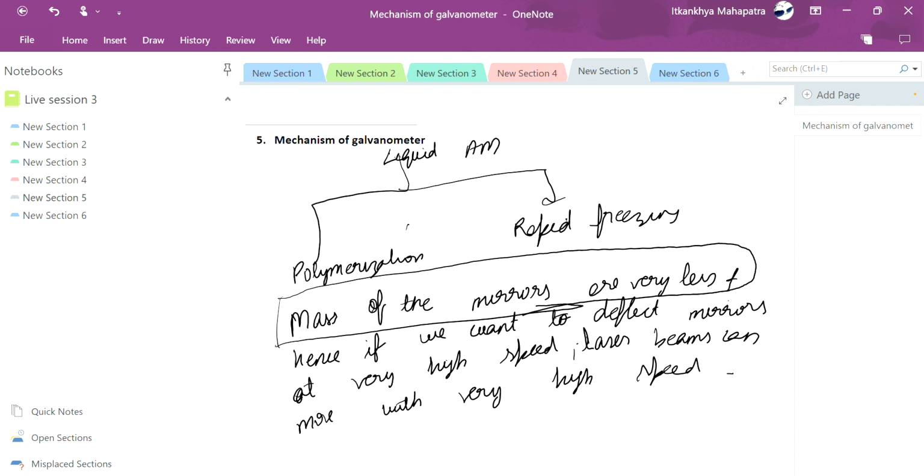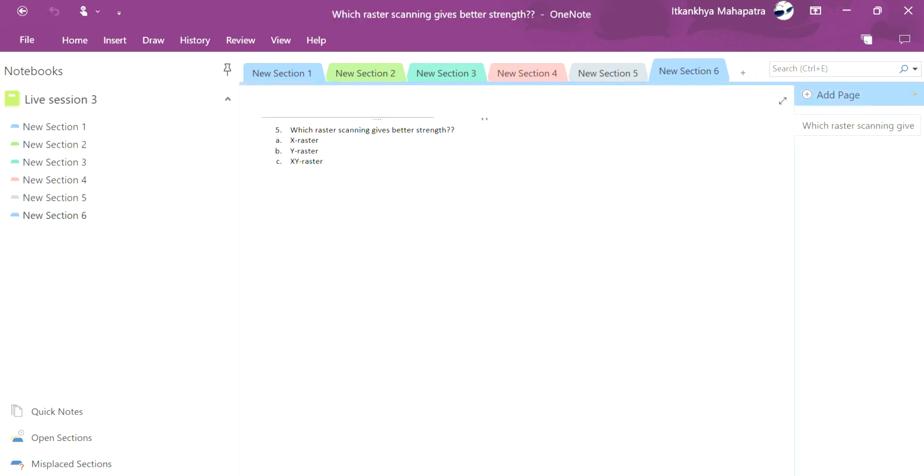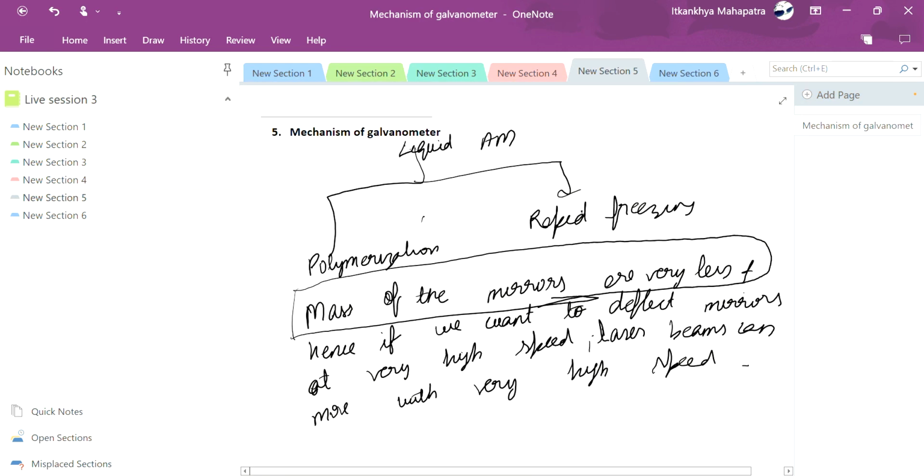So moving on to the next question. Which raster? Okay. No, I was just explaining why the galvanometer is used in the liquid additive manufacturing process, polymerization.